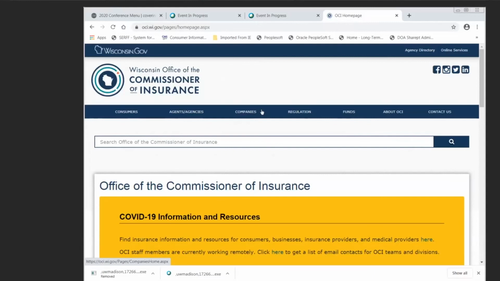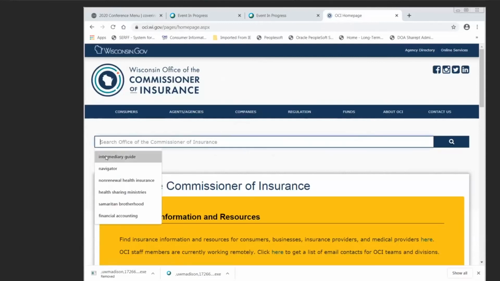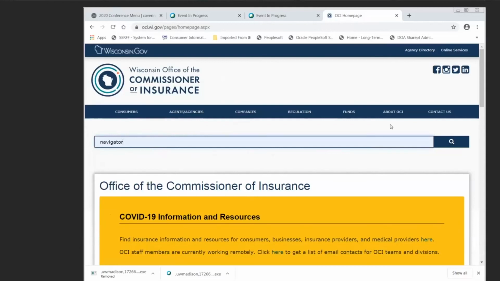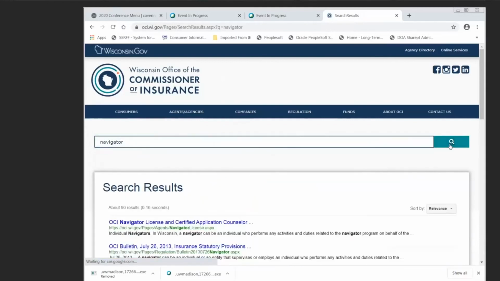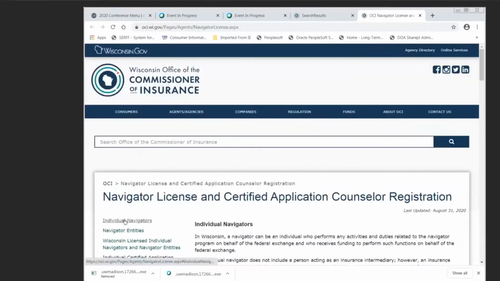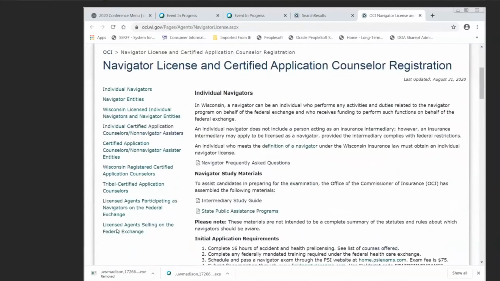This is a really good resource additionally because for your test studying, in here you can type in Navigator and you will get a whole page of information that is pertinent for getting ready for your exam. There are FAQs, frequently asked questions, frequently asked questions for CACs, how to take the tests, and just a wealth of information.